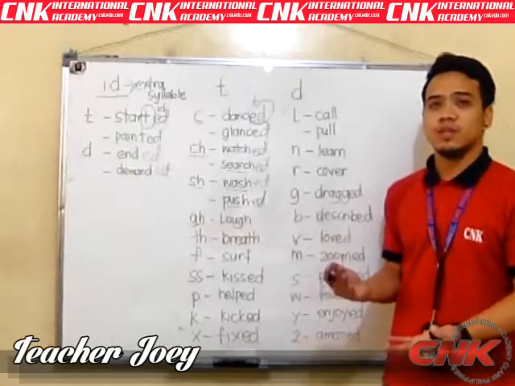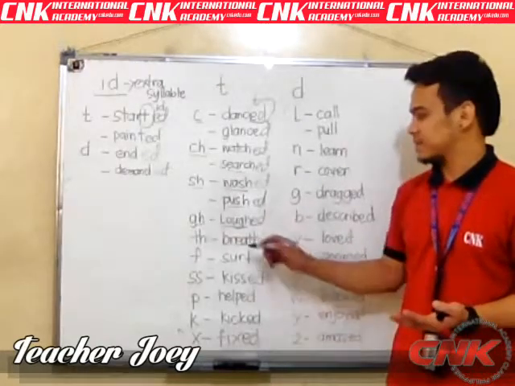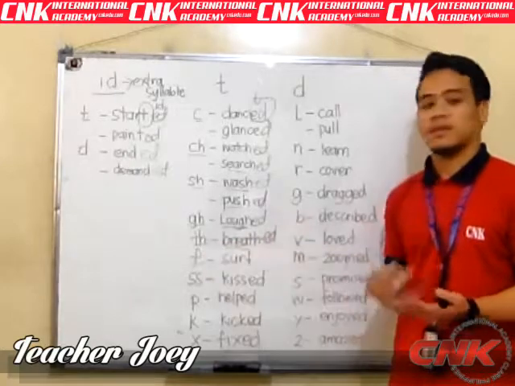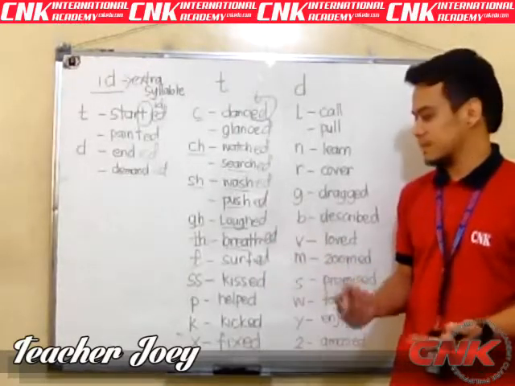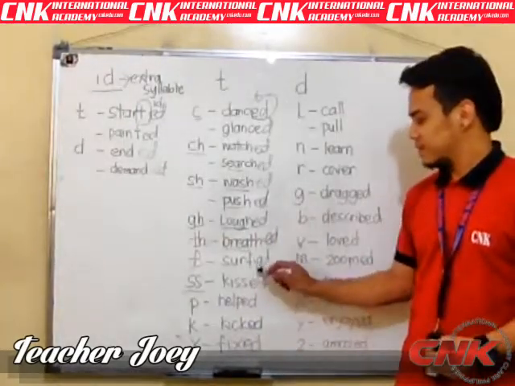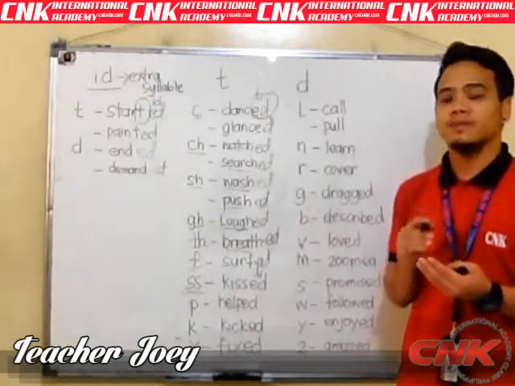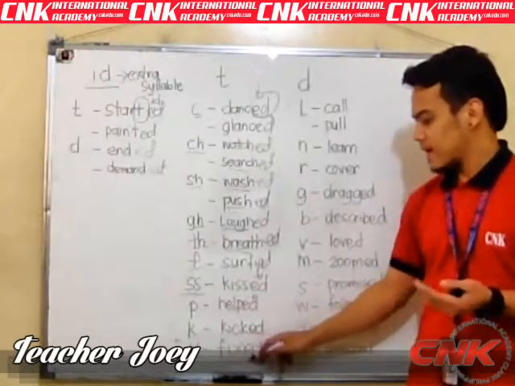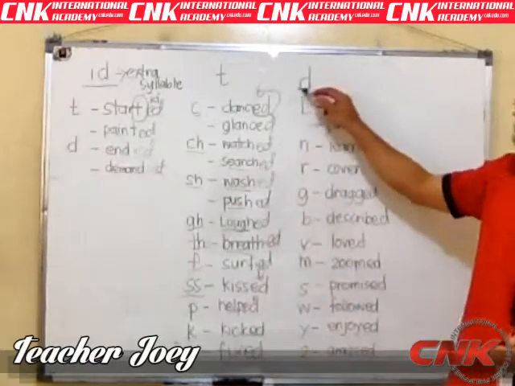And also we have GH, which is the F sound. Laugh will become laughed. TH: breathe becomes breathed. F sound: surf, it becomes surfed. And also we have the SS sound. Example, kiss will become kissed. P: help, helped. K: kick, kicked. X: fix. So it will become fixed.